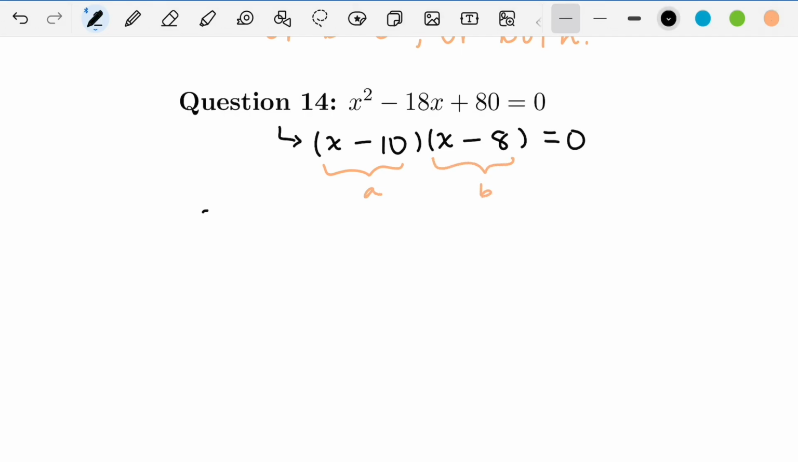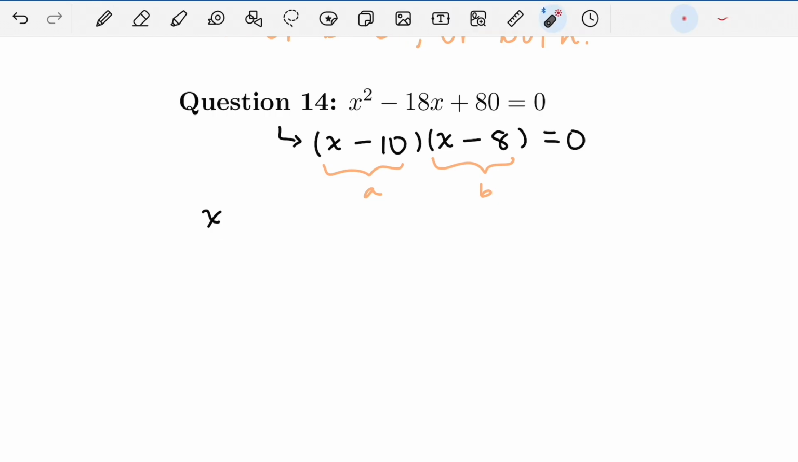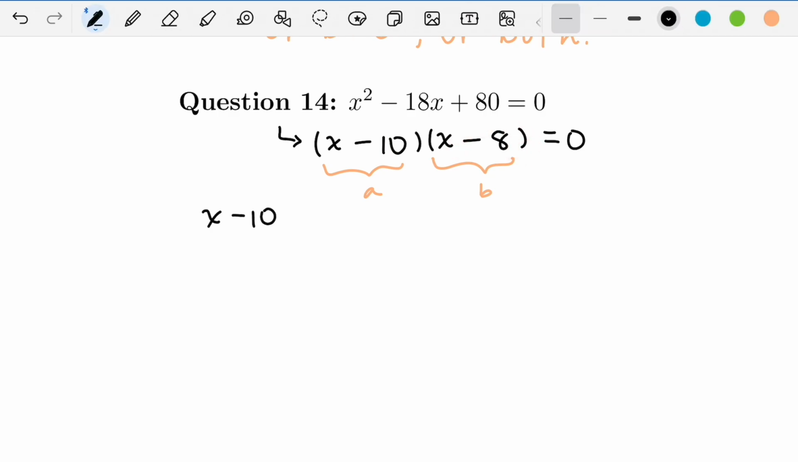So our zero factor property says that if this is equal to 0, then either A needs to be equal to 0, or B, or both of them. So x minus 10 is going to be equal to 0, or x minus 8 is going to be equal to 0, or both. So for both of these, we're going to solve for x.